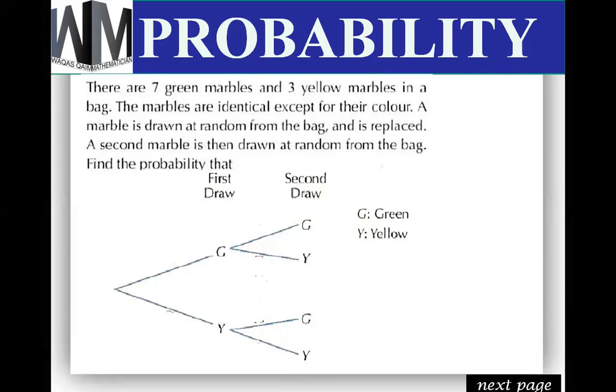Okay, now this time we are going to write the probability of each outcome before its branch. Like the probability of getting a green marble is 7/10, so we write 7/10 here. And the probability of getting a yellow marble is 3/10, so we write 3/10 here. And then we did the same thing with the second draw. Any confusion with this one?